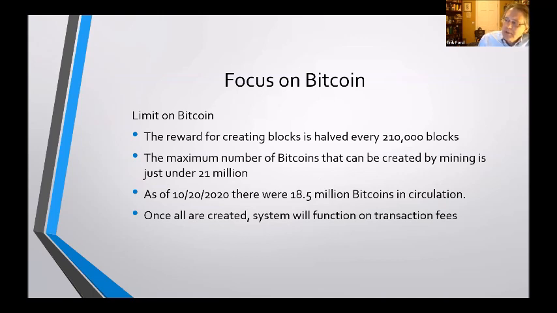The maximum number of Bitcoins that can be created by mining is just under 21 million. As of the 20th of October, there are 18.5 million Bitcoins in circulation. Once all those have been created, the system is supposed to function strictly on transaction fees. So once the 21 million Bitcoins are out there, the concept is if you want to transact in Bitcoins, you're offering a fee to the network to generate and include you in the next block.